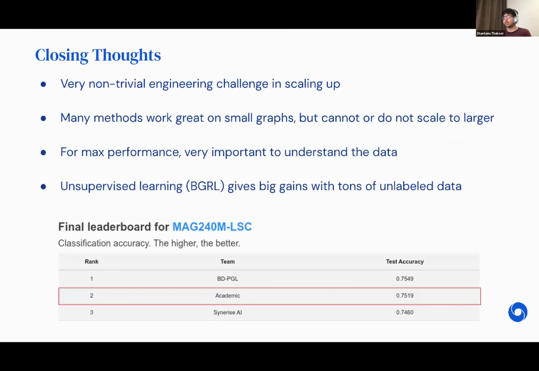So just as a summary, I think it was a really nice dataset and challenge. We learned that there are a lot of very non-trivial engineering challenges to really scale these methods up. We really got the sense that a lot of methods that work well for very small graphs either can't or don't scale to much larger graphs. And for maximum performance, we really need to understand the data we're working with, like finding these duplicates and so on. And finally, unsupervised learning can give a lot of gains when we have a lot of unlabeled data.